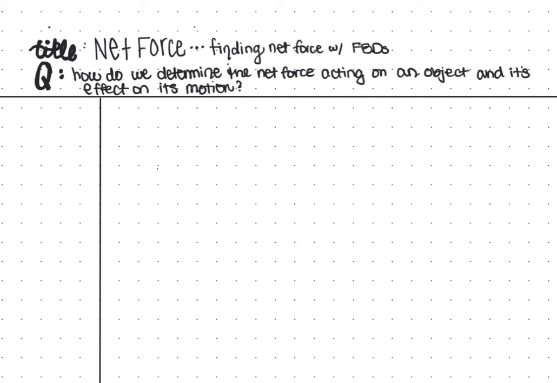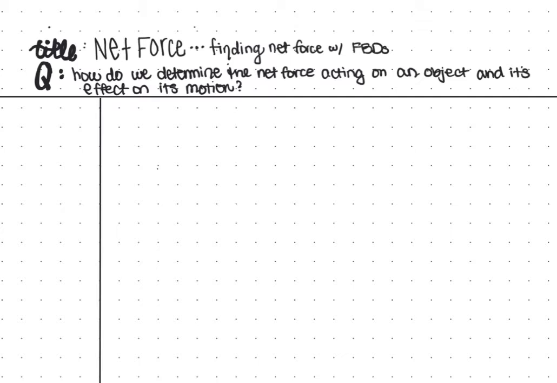All right, today we're going to start by talking more about net force. So we looked at this at the end of last semester as this idea that when multiple forces act on an object, they're either balanced or unbalanced. And when they're unbalanced, a net force exists. So we're going to look at what that means, but more importantly, how do we determine what that net force is?